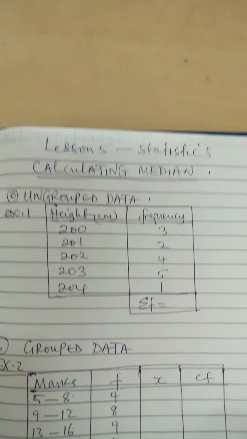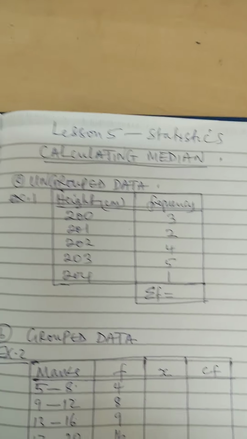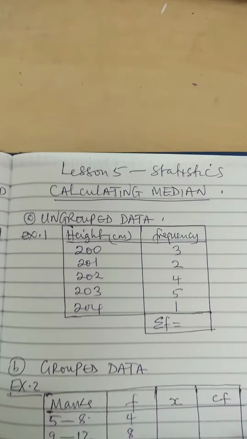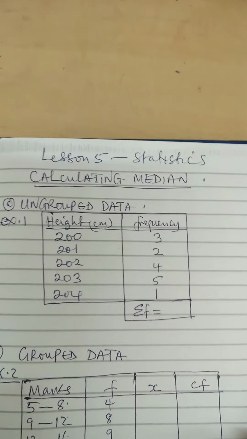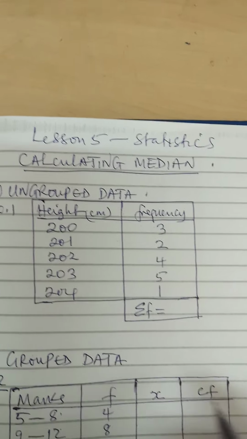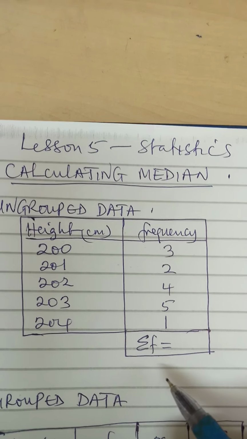Our lesson 5, I thought we should look at how to calculate median. And we are going to have two categories. We are going to look at how to calculate median using ungrouped data. For ungrouped data, example 1 here, we have this table.